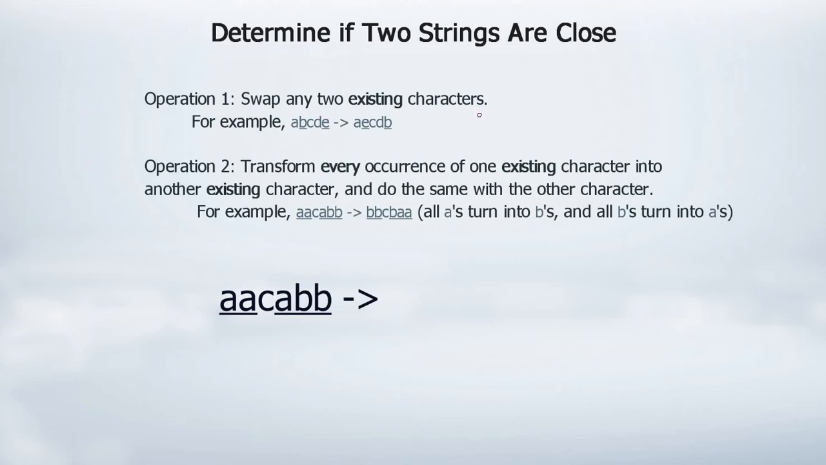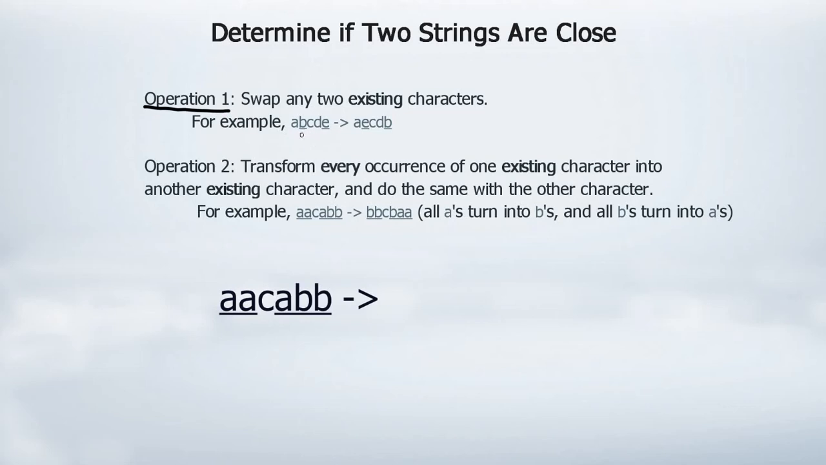So in this sense we don't even need to convert actually, but we just need to check whether it is possible to convert one string into the other string or not. And to do this, we have two kinds of operation. Operation 1 says that we can swap any two elements or any two characters of the strings.